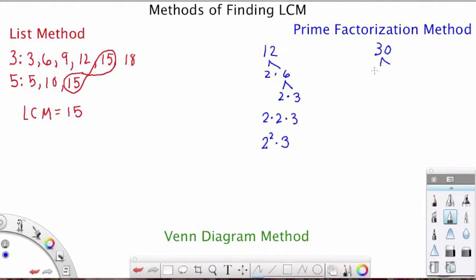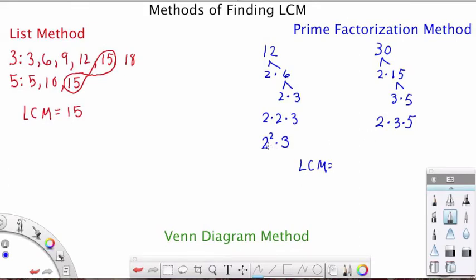30 is a product of 2 times 15. 2 is a prime, 15 is a composite. 15 is 3 times 5. There's all my primes, and my prime factorization is 2 times 3 times 5. Now when I want to find the least common multiple, what I need to do is write the least common multiple as the product of all of the factors.